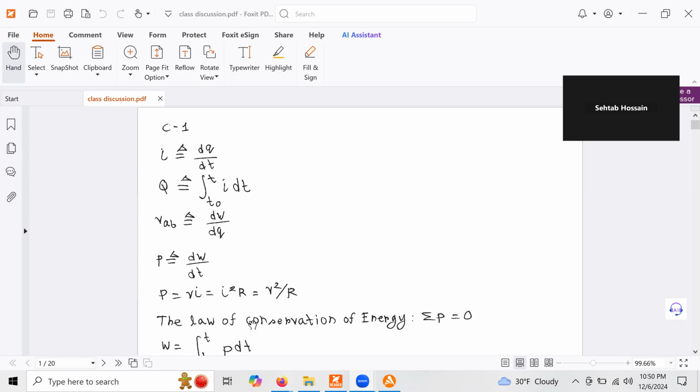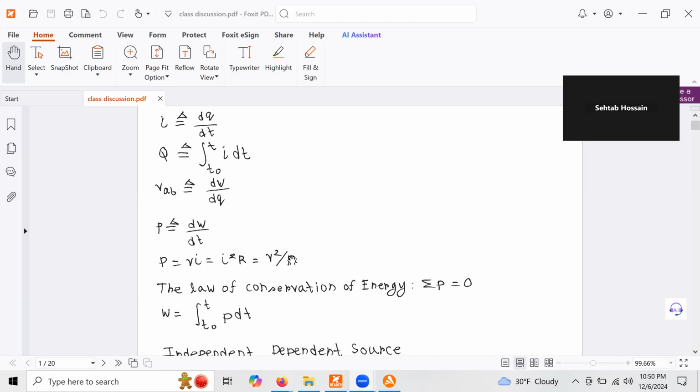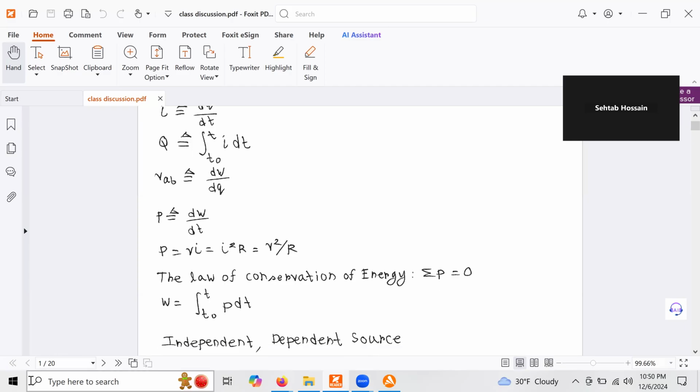So we have another power equation, which is P equal VI equal I squared R equal V squared over R. We will use this equation in DC circuits and also in AC circuits.